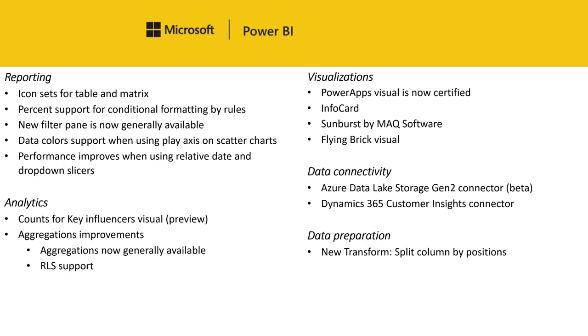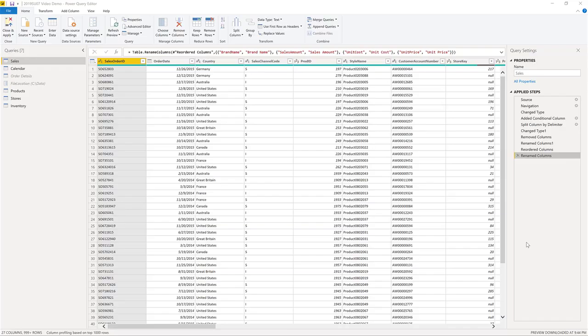Lastly, under Data Preparation, we have a new transformation this month in the Power Query Editor, which is the ability to split columns by positions. So if you're in the Power Query Editor and you have a column selected, you can choose the Split Column option from the Home ribbon, and you'll see you have a new option this month, which is by positions. And this allows you to split by the actual position of characters within the column.